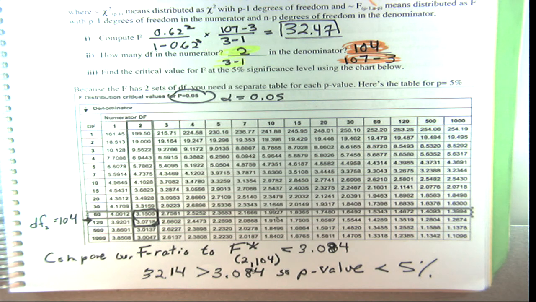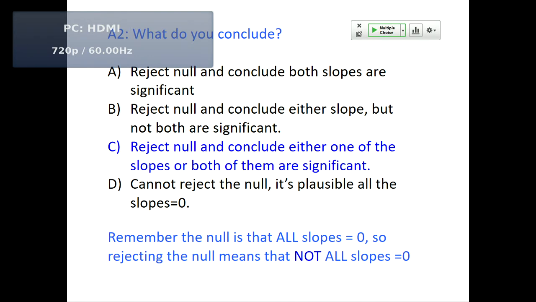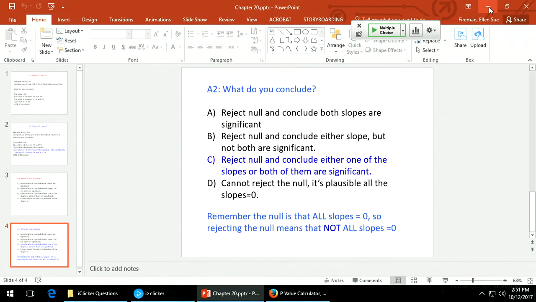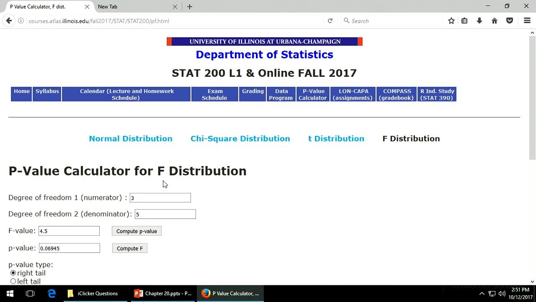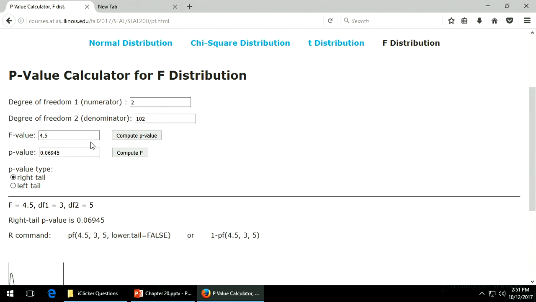Okay? All right, so let's go look at the F curve. And I said the F curve is centered at 1. So why don't we look at the F curve over here? Let's go to F here. And so what we're going to do is the degrees of freedom in the numerator is 2, and the denominator it's 104. And our test statistic was huge. We'd expect to see 1. It was 33.47. So it's going to be a tiny, tiny p.